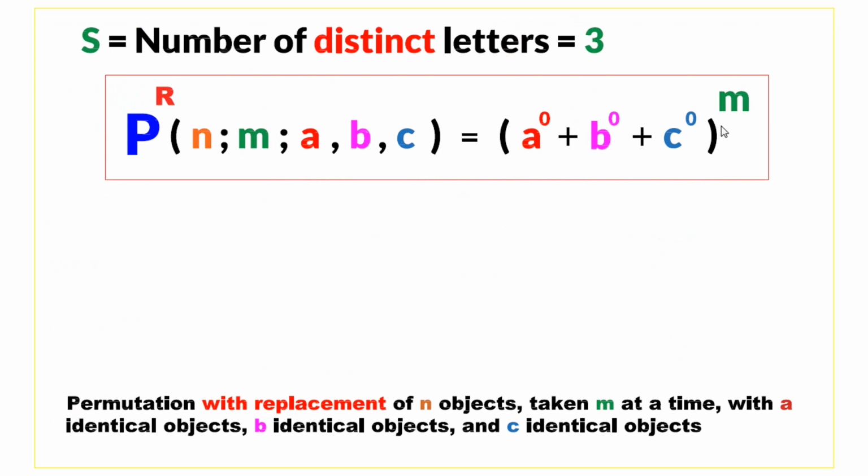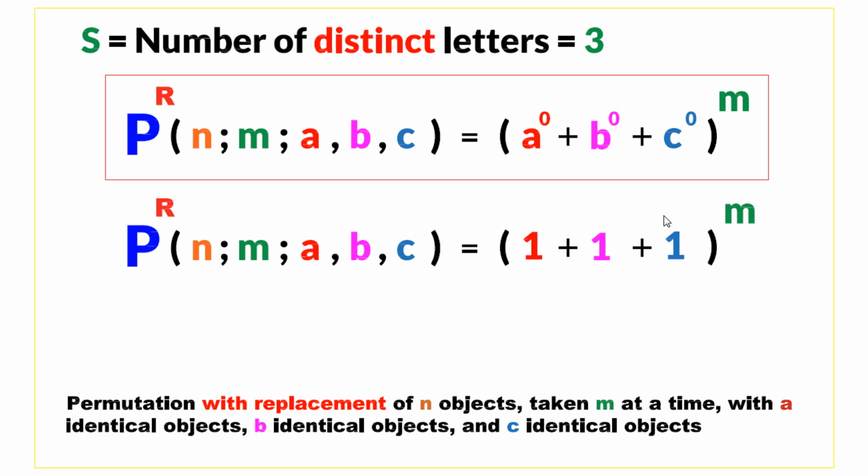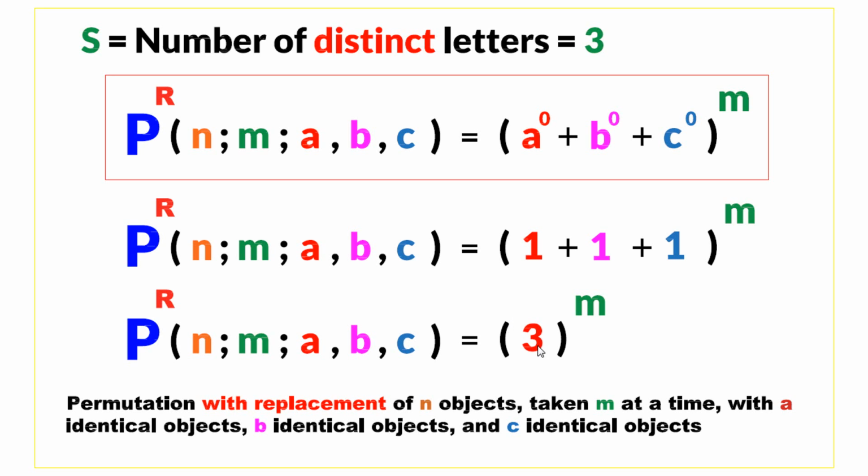Finally, another way of writing this permutation formula with replacement with A, B, and C identical objects, we can write it as equal to A to the power of 0 plus B to the power of 0 plus C to the power of 0, all raised to the power of m. So if we have here 3 sets of identical items, then we are going to have here 3, 1, which means we have 3 to the power of m.